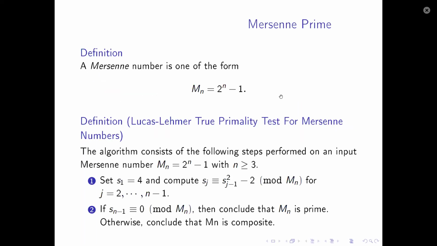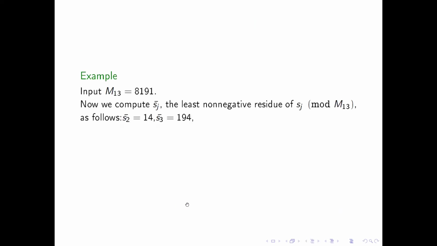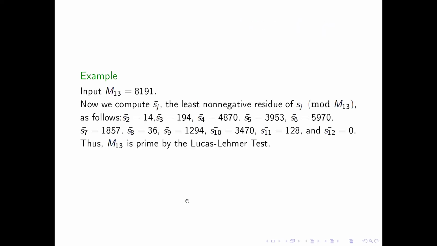So because of that, going back up to the definition, if it's congruent to 0 mod n, then M13 is a prime number by the Lucas-Lehmer test. So this gives us all of our Mersenne primes.